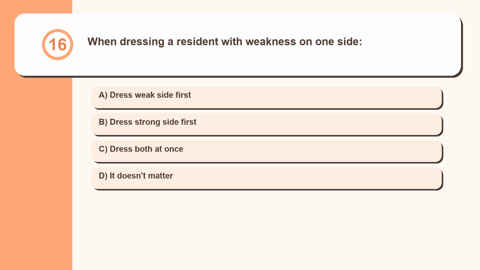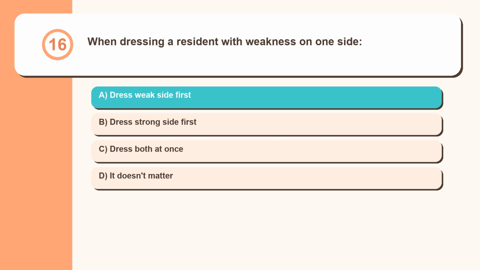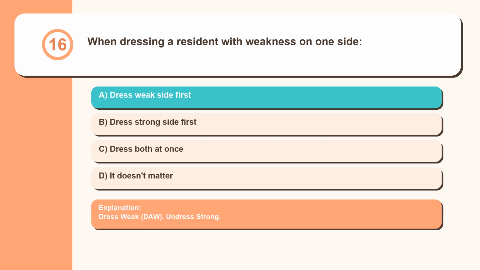Question 16. When dressing a resident with weakness on one side, dress weak side first. Dress strong side first. Dress both at once. It doesn't matter. Dress weak, undress strong.